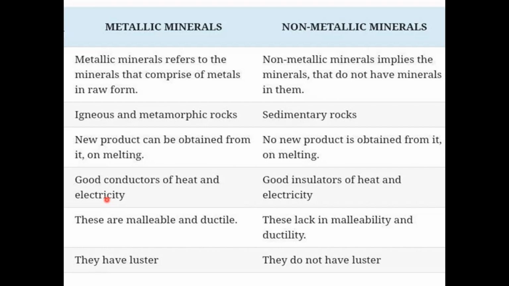Whereas non-metallic minerals do not have metal in them. They are found in sedimentary rocks. No new product is obtained from them if we melt them. For example, in metals, we were melting things and getting new substances. But in non-metallic minerals, for example, if you burn coal, it will be turned into ashes. It will not give any new substance.